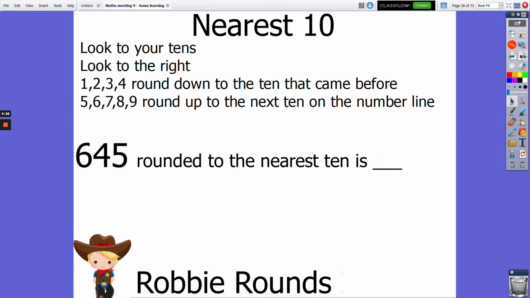Okay. Nearest 10 now. Remember, I want you joining in with the rhyme nice and loud. Look to your tens. Look to the right. 1, 2, 3, 4, round down to the 10 that came before. 5, 6, 7, 8, 9, round up to the next 10 on the number line. Well done for joining in really loud.